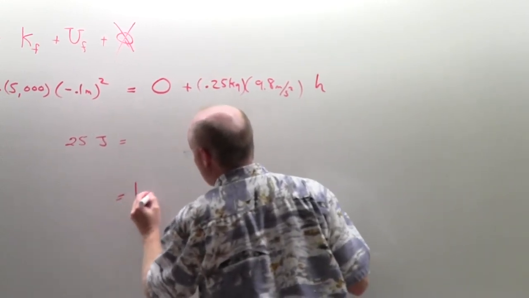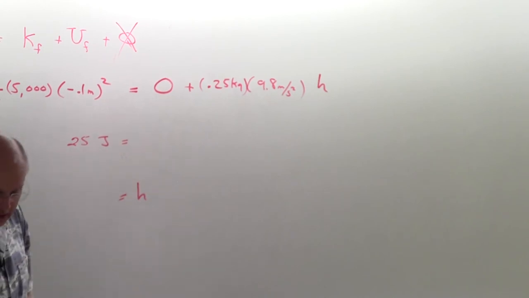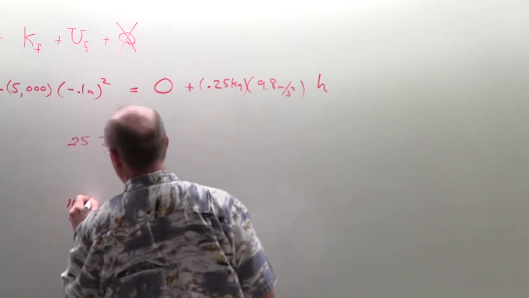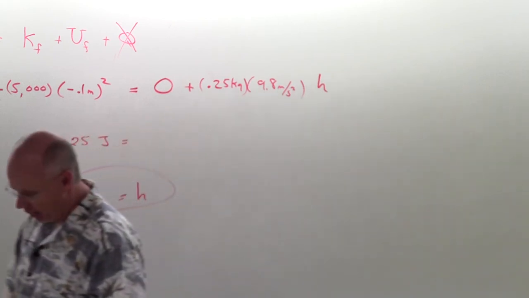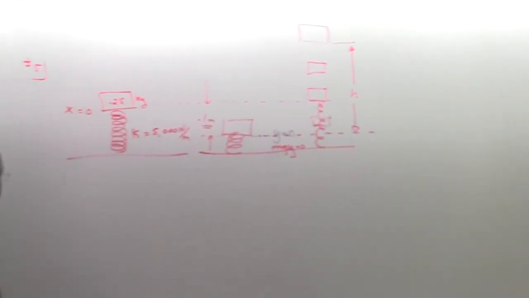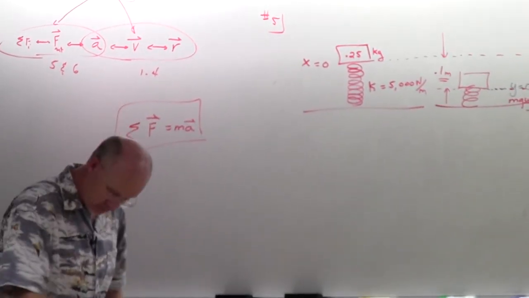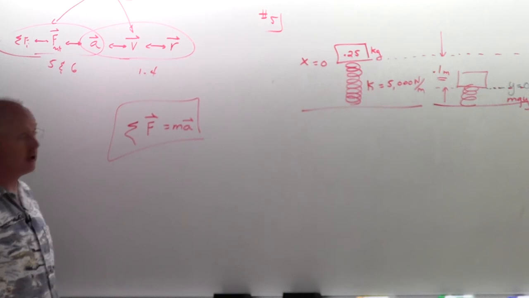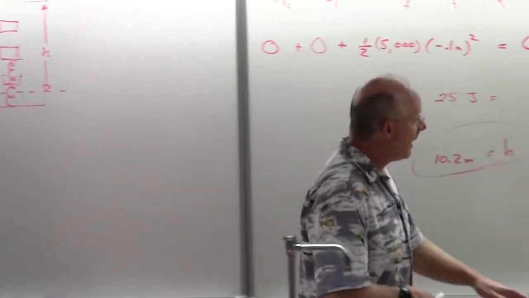And so doing a little arithmetic here, taking the 25 and dividing it by the 0.25 and then dividing it by the 9.8, is about 10.2 meters. And so that's how high this one goes, which is pretty high, 10 meters here. But maybe not too much of a surprise. This is a pretty strong spring. You're shooting it up here. And it's only 250 grams, so it's going to go racing up to the top. Ah, well, let's try another one.